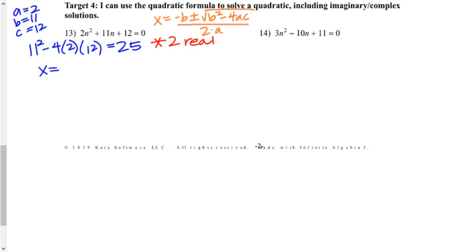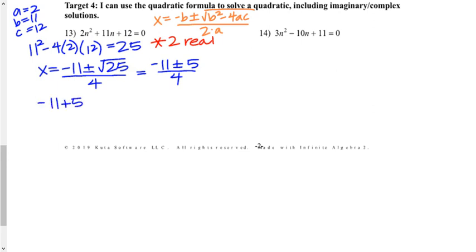x equals negative b, so negative 11, plus or minus the square root of my discriminant, which is 25, all over 2 times a, which is 4. Now, the square root of 25 is actually just 5, so this is going to work out really nicely. This means negative 11 plus or minus 5 all over 4. And I can actually do that math. If I'm left with a number that looks like that, with no radicals, no imaginary values, I can follow through with that and do negative 11 plus 5 over 4, and then negative 11 minus 5 over 4.